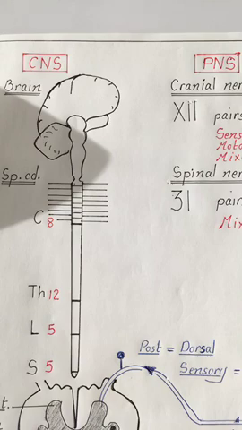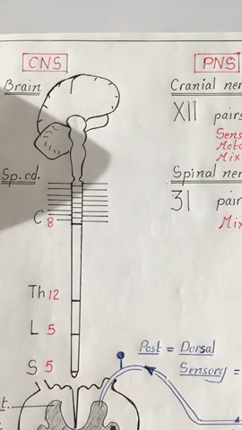The cranial nerves are 12 pairs. Some are sensory, some are motor, and the rest are mixed nerves. The spinal nerves are 31 pairs: 8 cervical and 12 thoracic. Count 20. 5 lumbar and 5 sacral. Count 10. And 1 coccygeal. This makes the total of 31 nerves.